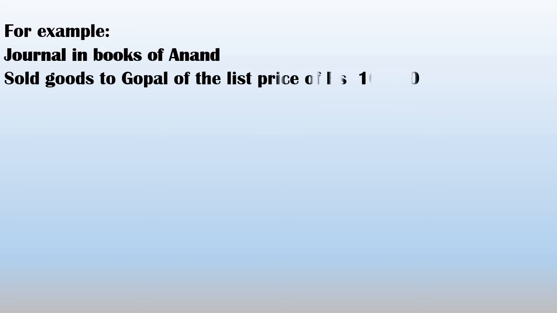For example, journal in books of Anand. Sold goods to Gopal of the list price rupees 10,000 at 20% trade discount. So let us say that we are making the journal in the books of Anand, and Anand is a trader who is selling goods to Gopal of list price 10,000 at 20% trade discount. Now, as we said, this trade discount is directly deducted from the cash memo, so we don't show it in the journal as a separate entry. So let us see.